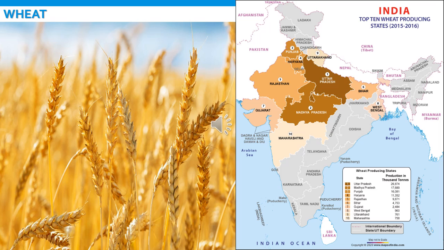Apart from these regions, the black soil tract of Deccan covering parts of Maharashtra and Gujarat also contributes to major wheat production. So apart from the 5 states, Uttar Pradesh, Punjab, Haryana, Rajasthan and Madhya Pradesh, Maharashtra and Gujarat also contribute to major wheat production. Okay.